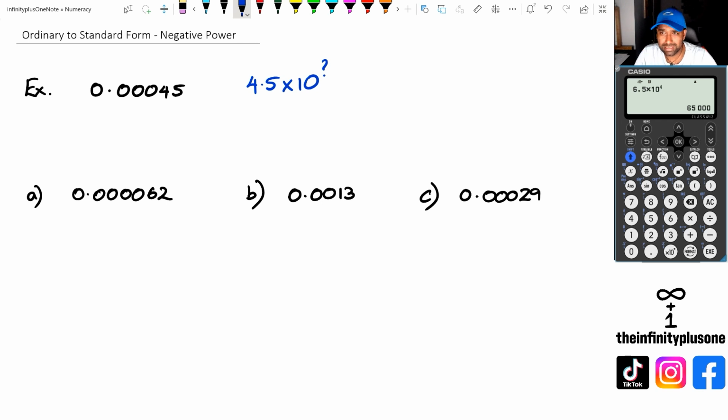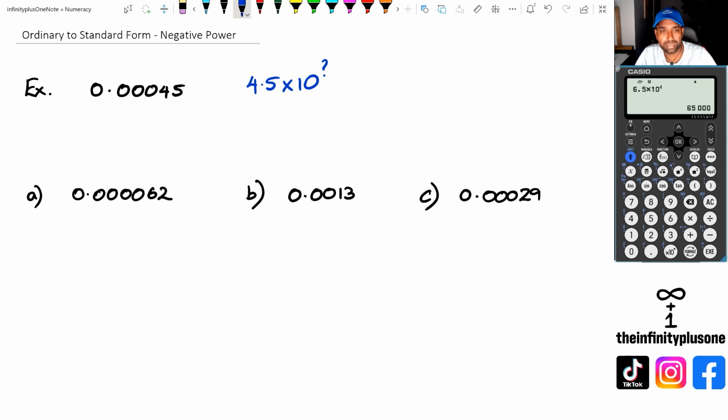Now, here's the thing. We know that if that question mark is a positive number, then we're going to get a very large number. But in this case, we've got a very small number, and that's because that question mark is actually going to be a negative value. So we need to figure out what that negative value is.